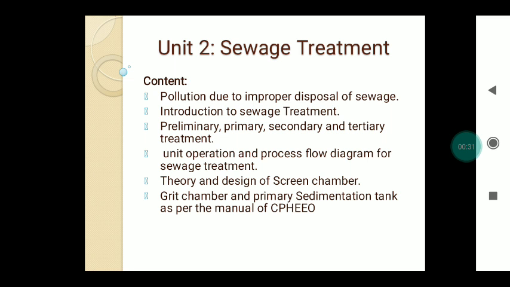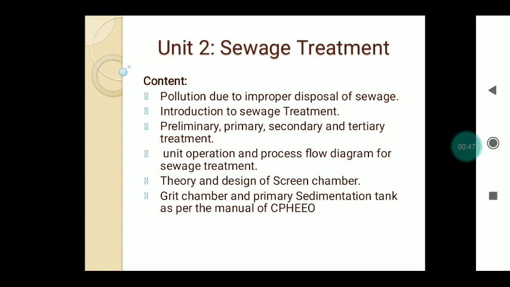In the second chapter, we are going to discuss the different treatment units which are useful to treat the sewage before it is discharged into the natural stream. So let us discuss what the different contents in the second chapter are.